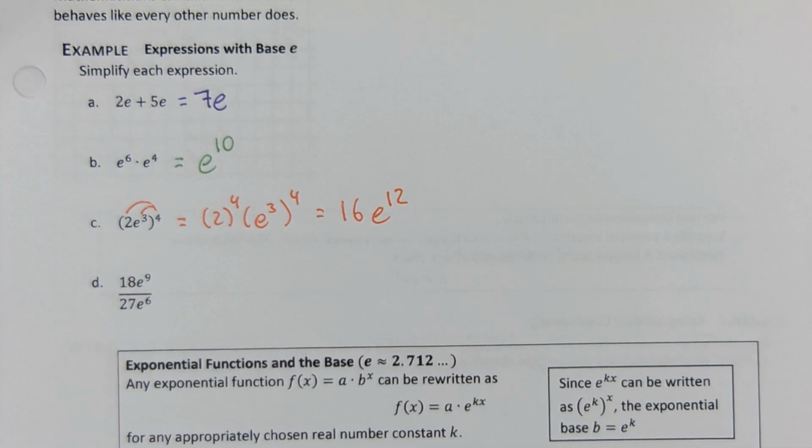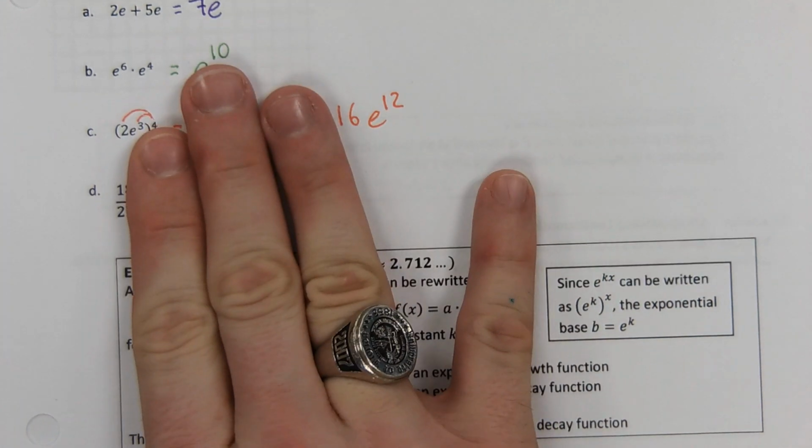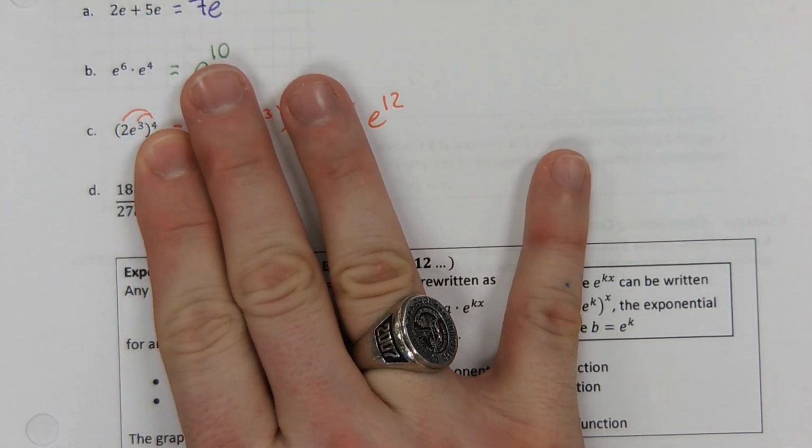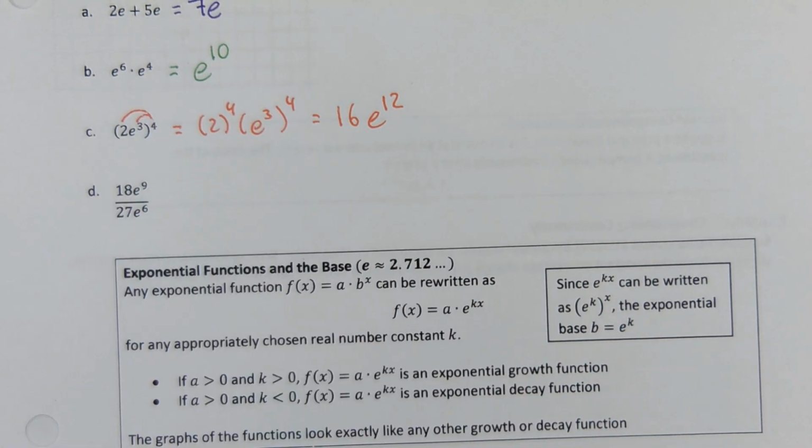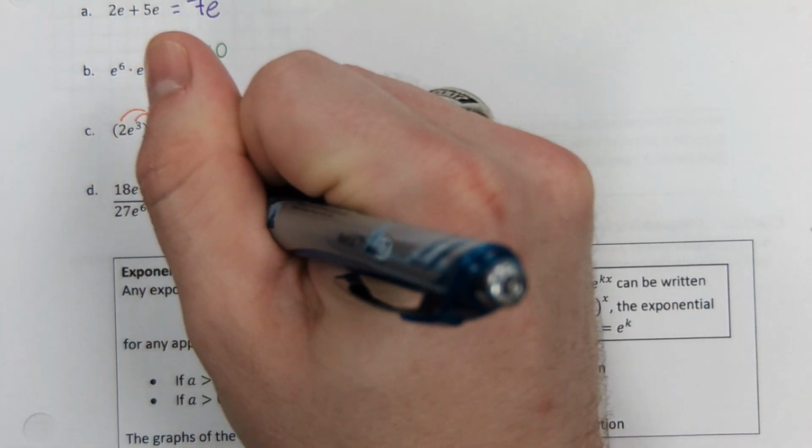And lastly, if there were no e's, it would just say 18 over 27. And you would reduce this. And he says it's 2/3. Absolutely correct. 18 and 27 can both be divided by 9 to get you 2/3.